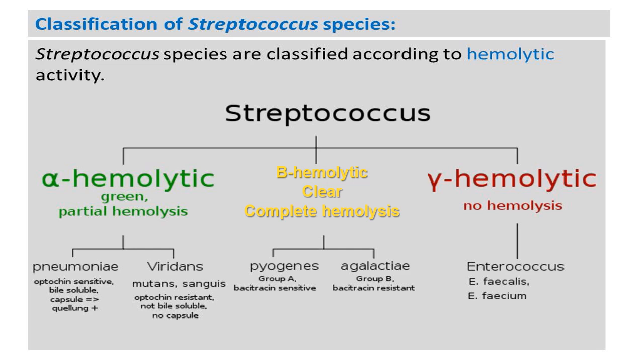This is a good classification which distinguishes between alpha hemolytic, beta hemolytic, and gamma hemolytic streptococci. So the beta hemolytic are the most important, which we're going to look at in the center. Streptococcus pyogenes is group A, Streptococcus agalactiae is group B. The one biochemical which has been placed here is bacitracin sensitivity. Then we have alpha hemolytic, where Streptococcus pneumoniae and Streptococcus viridans have been placed. You can have a look at the biochemicals, which I'll be teaching you subsequently. And then Enterococcus doesn't produce hemolysis.